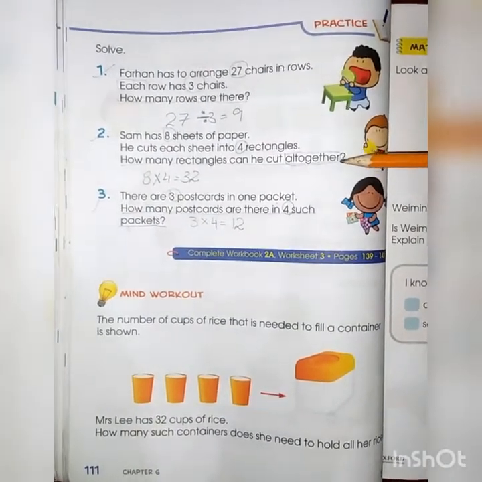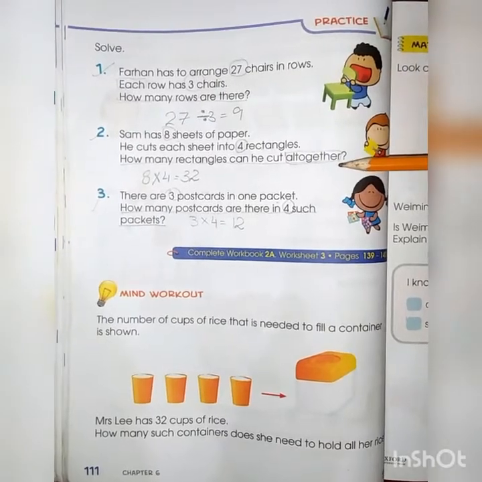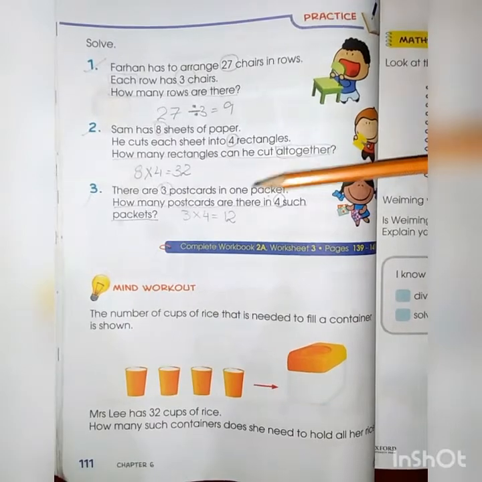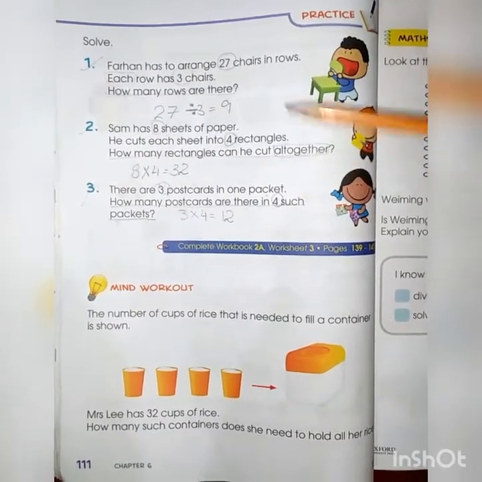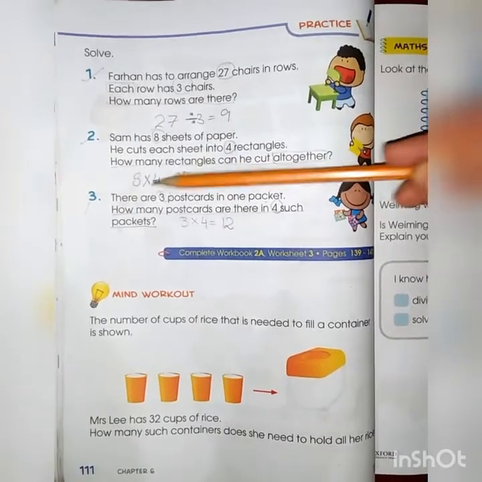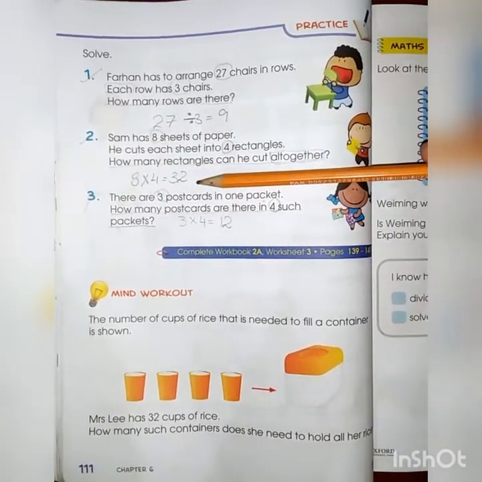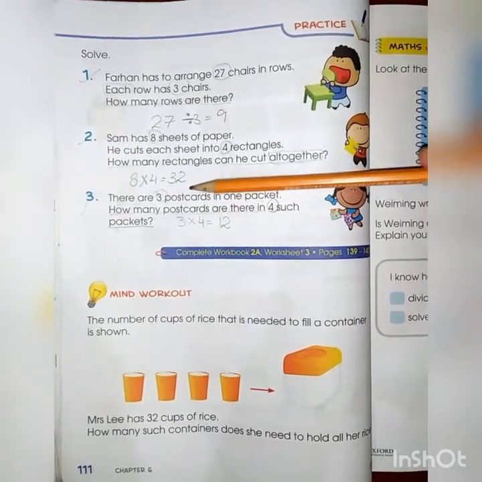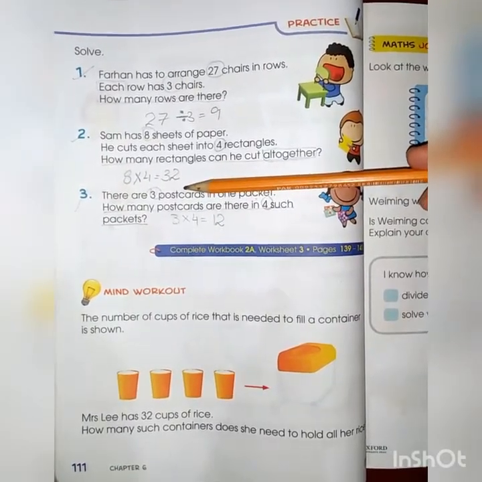And here we have a keyword altogether, which is used for multiplication. It means that we will multiply the numbers to get the number of rectangles. Okay, when we multiply 8 with 4, we will get 32. 8 4 times is equal to 32. 8 4s are 32. It means that Sam cuts 32 rectangles altogether.